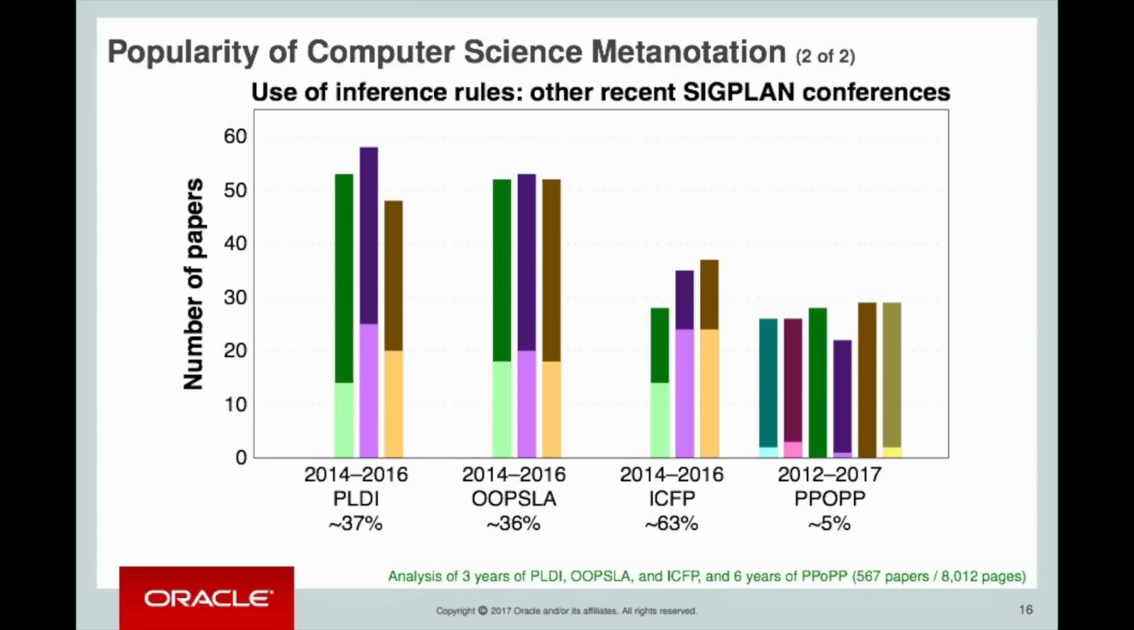Then to double check this, I looked at just the last 3 years of PLDI, OOPSLA, and ICFP, and the last 6 years of PPoPP. And I went 6 years on PPoPP because I wasn't finding very much. I'm going to talk about that. For the last 3 years, over 1/3 of all PLDI papers were using this notation, over 1/3 of OOPSLA papers, almost 2/3 of ICFP papers, and about 5% of PPoPP papers.